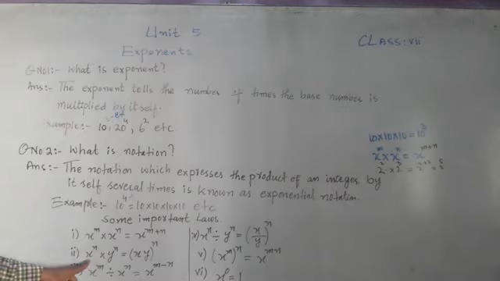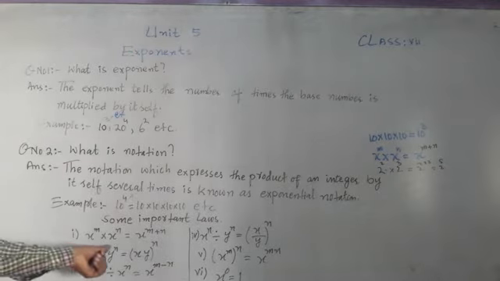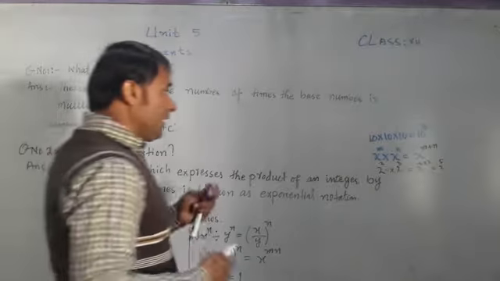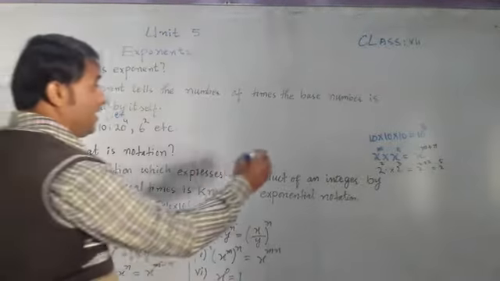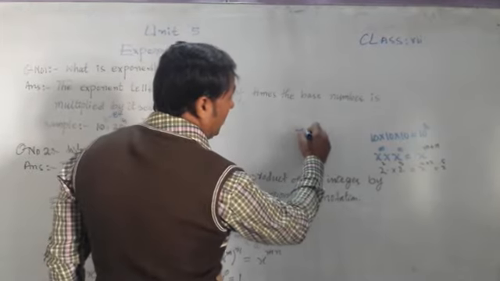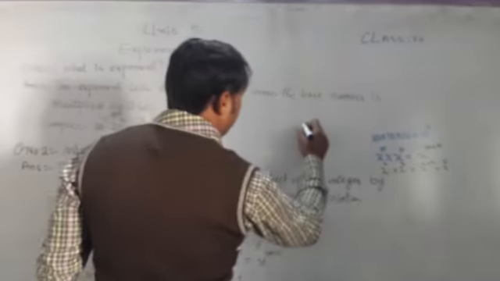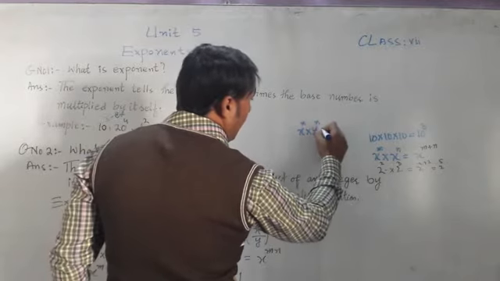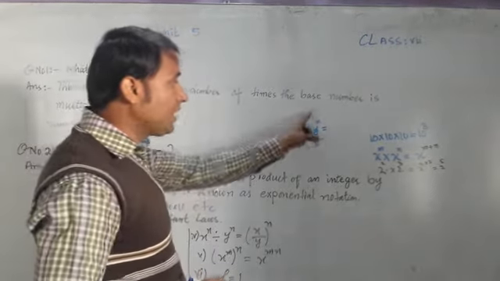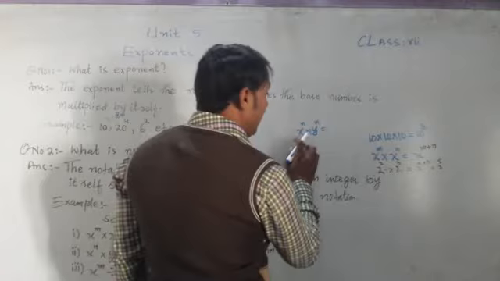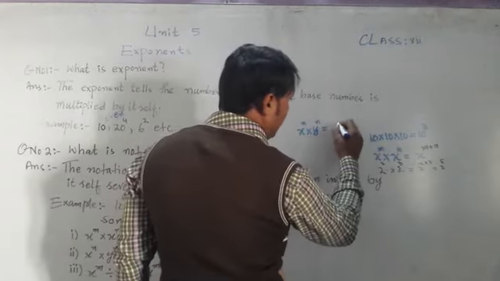The second law of this unit is x power n multiplied by y power n. Here the bases are different, the first is x and the second is y, but the powers are the same. So how do we write it? x multiplied by y, with power n here and n there. We see that the powers are the same, so when x is multiplied by y, the answer is xy, all to the power n.